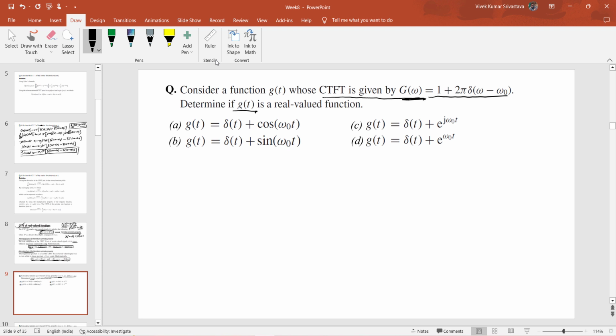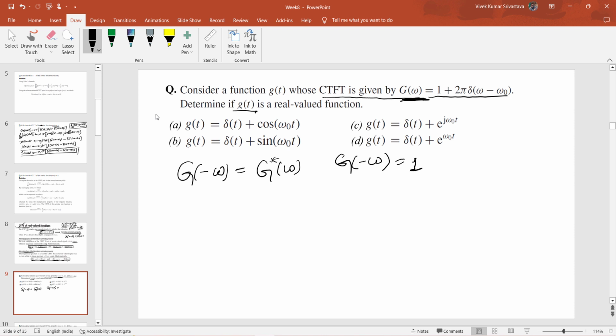Okay, it means it's a Fourier transform pair of G of omega. For solving this, we will use the Hermitian symmetric property, which states that G of minus omega will be equal to G of omega conjugate. Okay, so G of omega is given to us, so let us evaluate the value of G of minus omega.